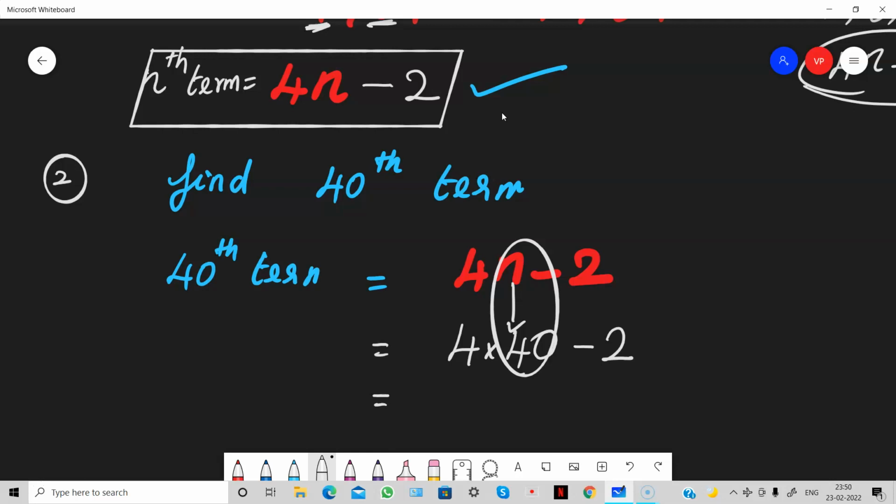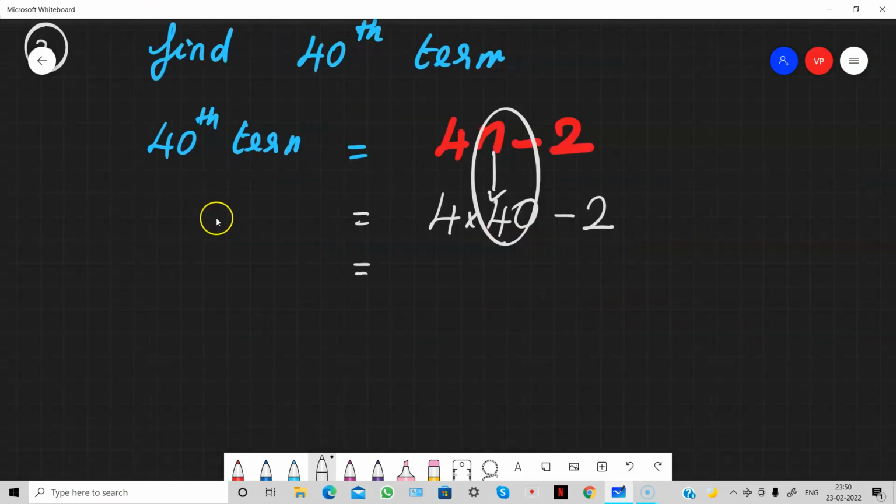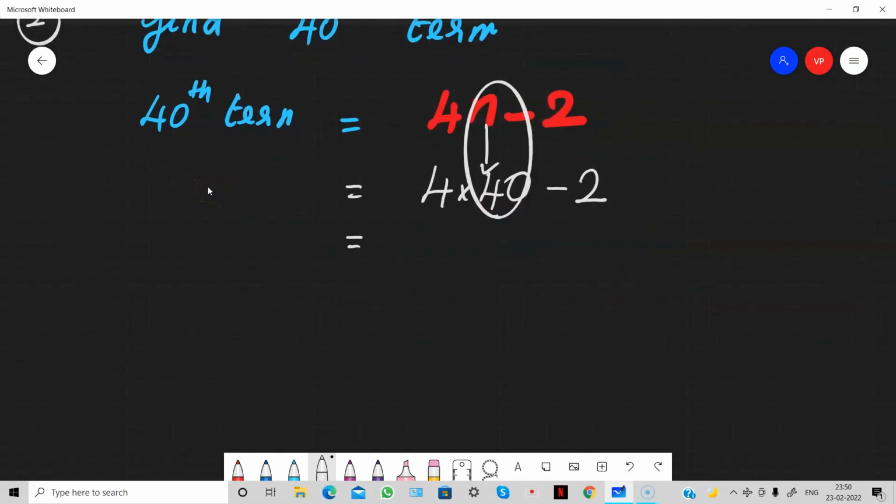So this is very important. What is n here? n means the position of the term. We are going to find the 40th term, so it is the 40th position. So for n, you have to substitute 40. What is 4 times 40? It is 160. Minus 2, I get 158. So this is our 40th term.